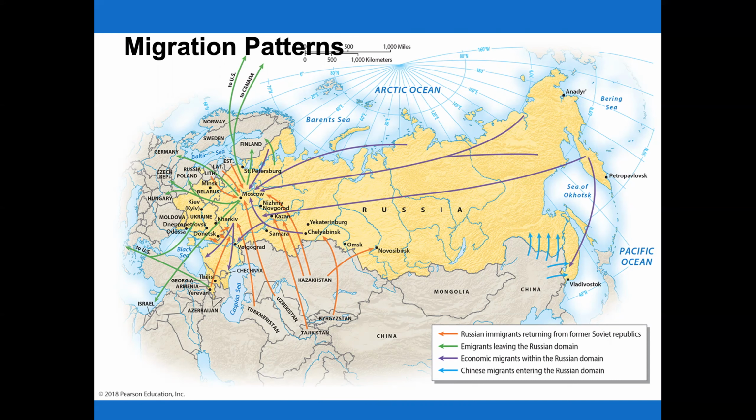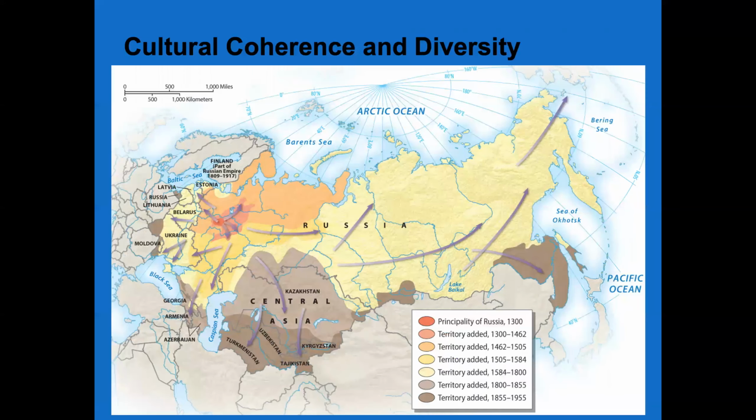Let's see here. This is what Russia looked like back in 1300. So it would be this little area, the Principality of Russia. And that's how Russia has evolved from the 1300s through the centuries into the mid 1950s, the territory that's added. Obviously, they lost Central Asia and they lost these states when Russia became Russia again and the Soviet Union fell apart.